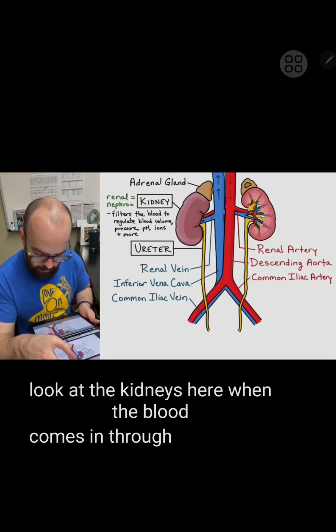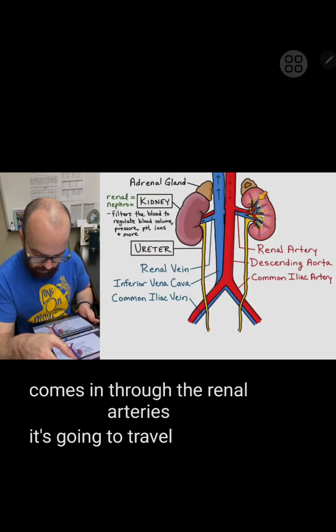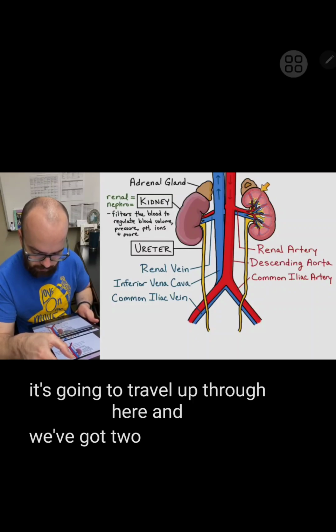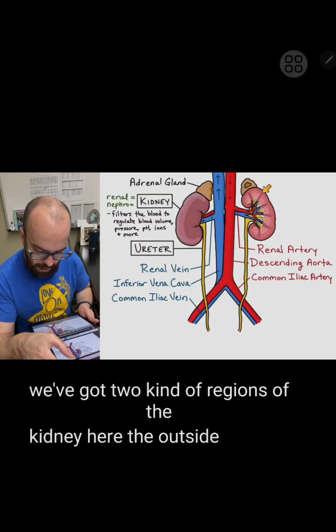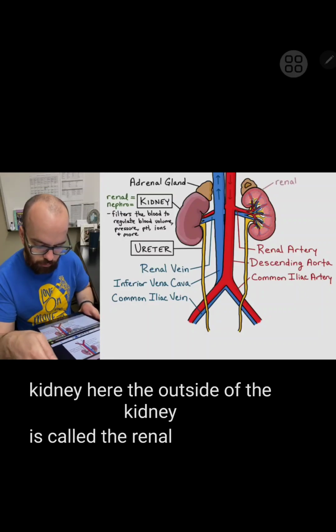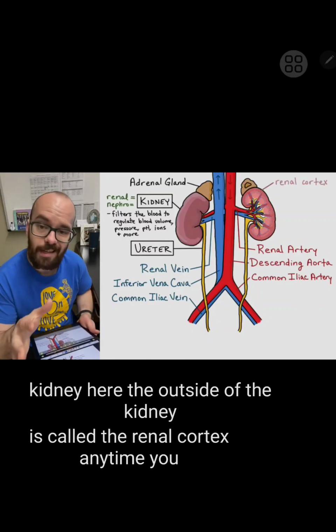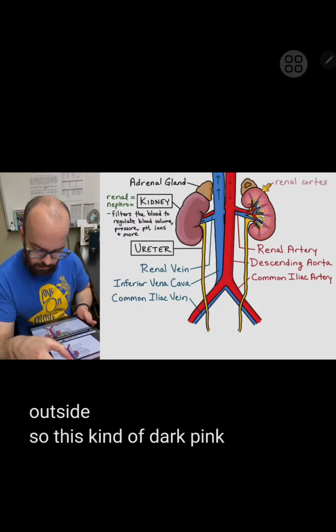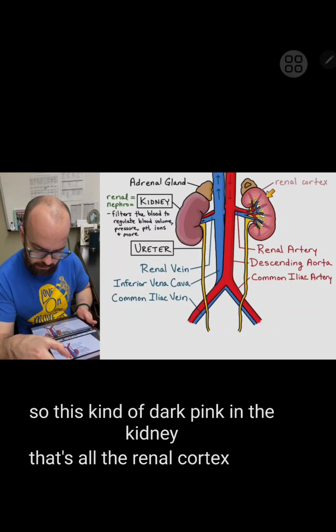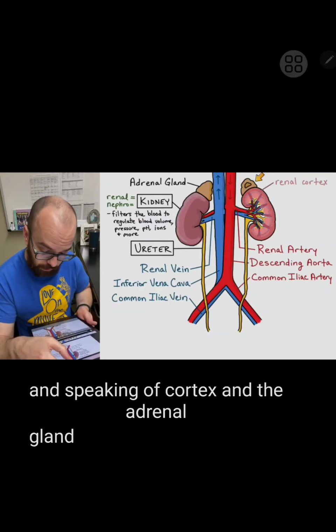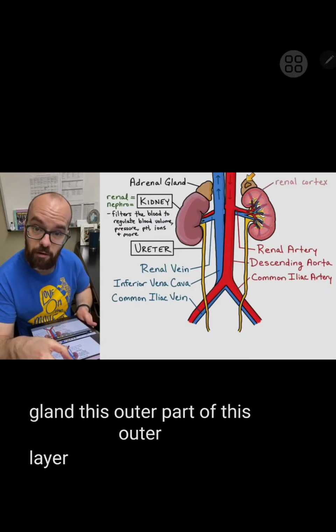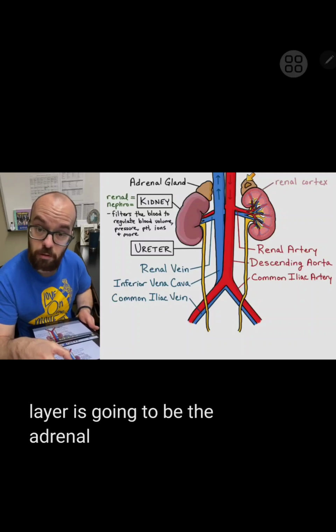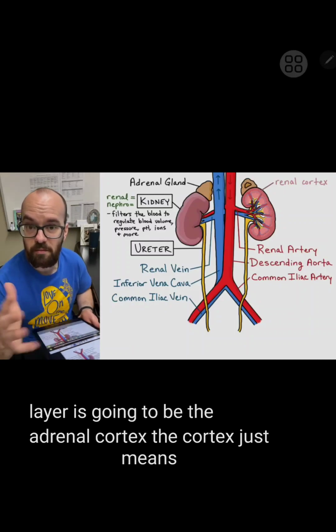When the blood comes in through the renal arteries, it's going to travel up through here. And we've got two kind of regions of the kidney here. The outside of the kidney is called the renal cortex. Anytime you see the word cortex, it just means the outside. So this kind of dark pink in the kidney, that's all the renal cortex. And speaking of cortex, in the adrenal gland, this outer layer is going to be the adrenal cortex. So cortex just means outer layer.